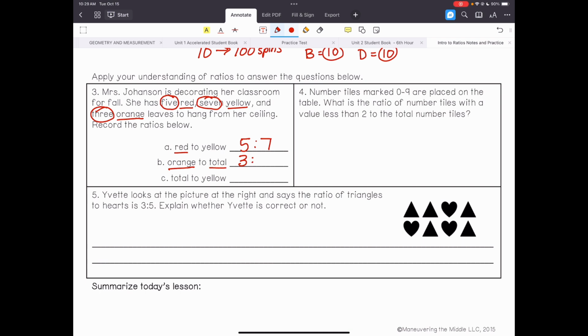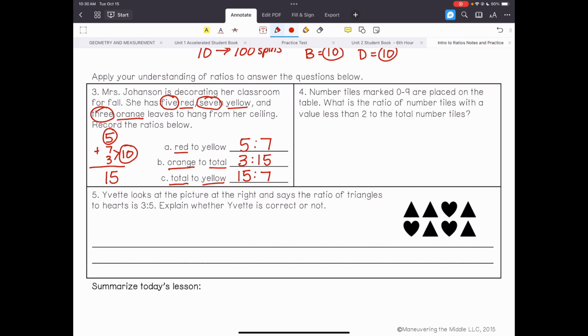We don't have the total. So the total is referring to all of the leaves that she has. So I have to take the 5, 7, and 3 and combine them. Whenever you're adding multiple numbers up, try and look for 10 pairs and 5 pairs. So in this case, 7 and 3 is 10. So then I can add 5 and 10 to get a total of 15 leaves. We just did the total for letter C, so 15 is letter C for the total. And then yellow was 7.